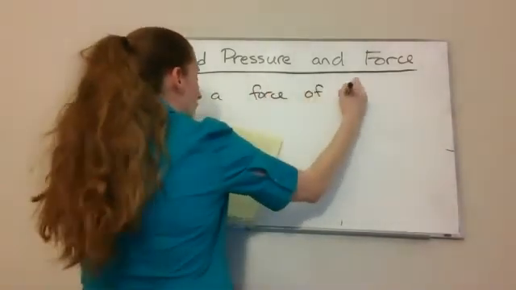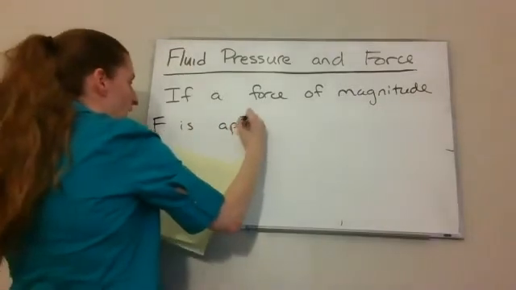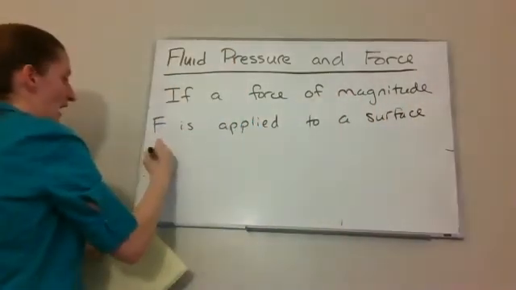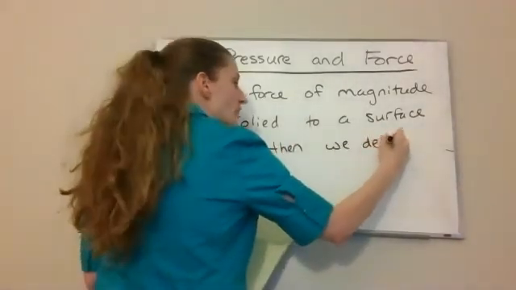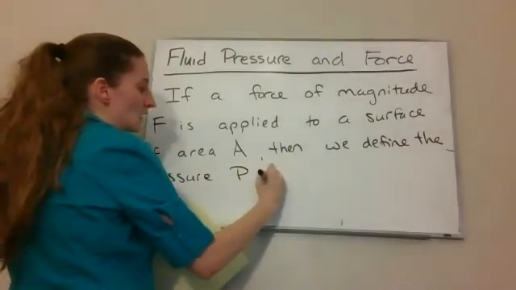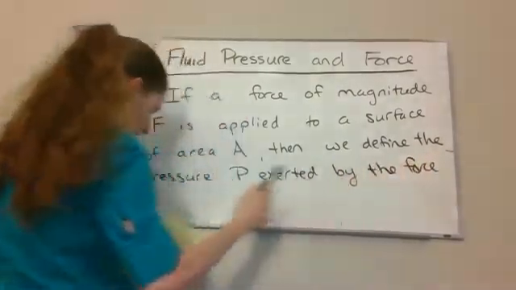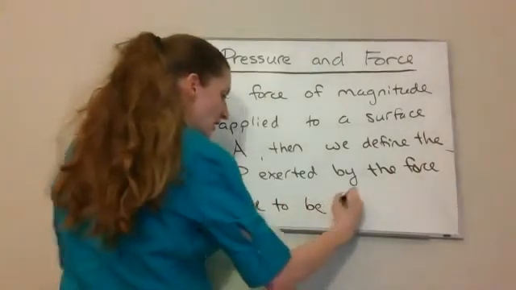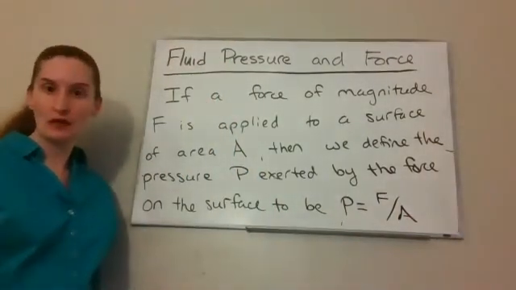If a force of magnitude F is applied to a surface of area A, then we define the pressure P exerted by the force on the surface to be P equals F over A. So pressure equals force divided by the surface's area.